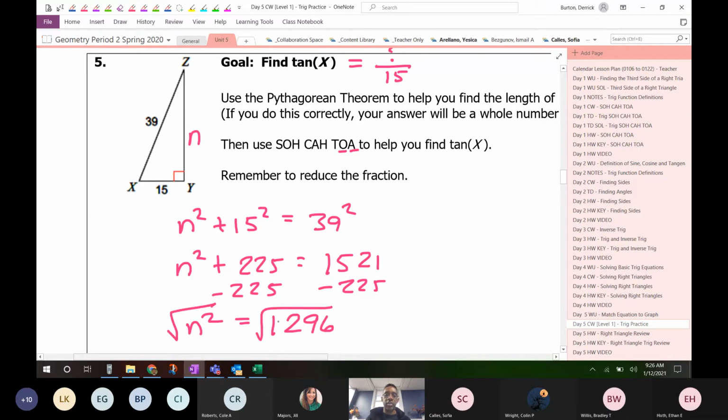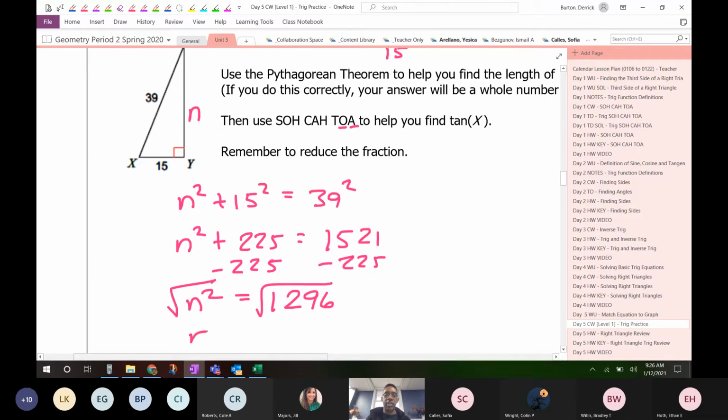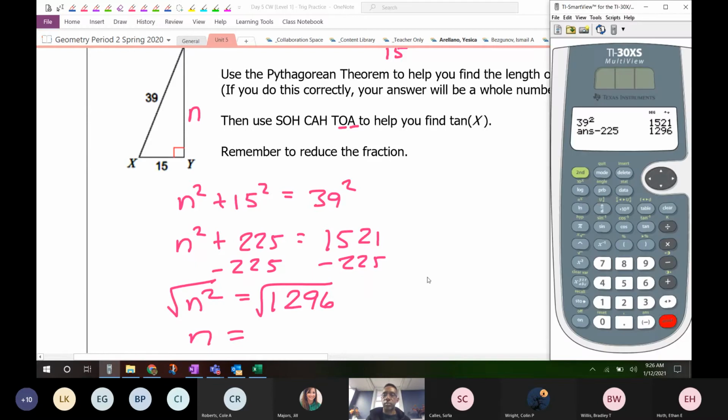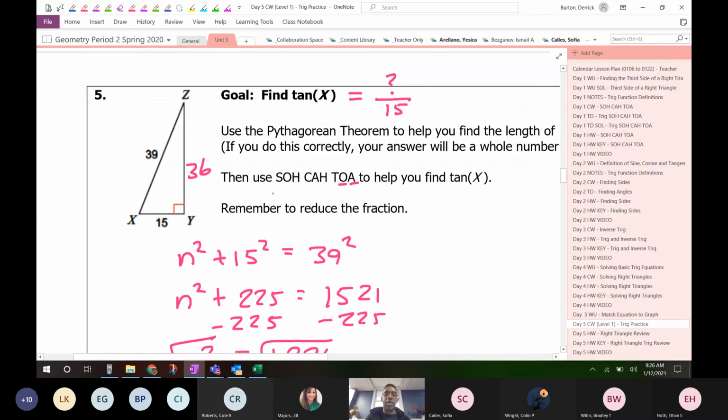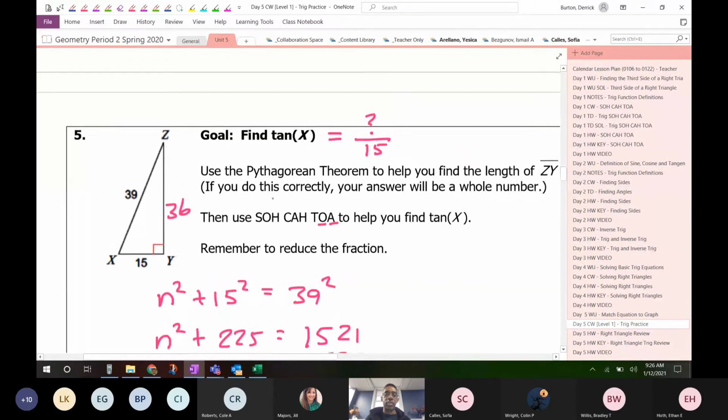And take the square root of both sides. That will get n by itself. The square root of 1,296. So that's 36. All right, so we found the missing side. All right, see that n right there? I'm going to erase it, and I'm going to put 36 in its place. Now I can answer the question.